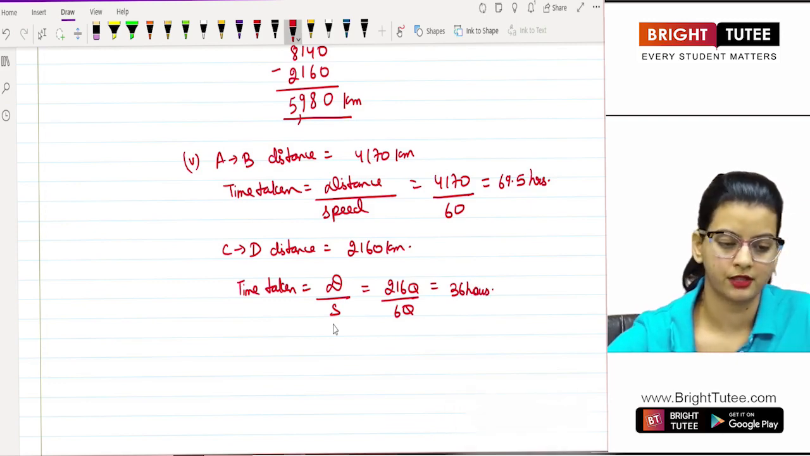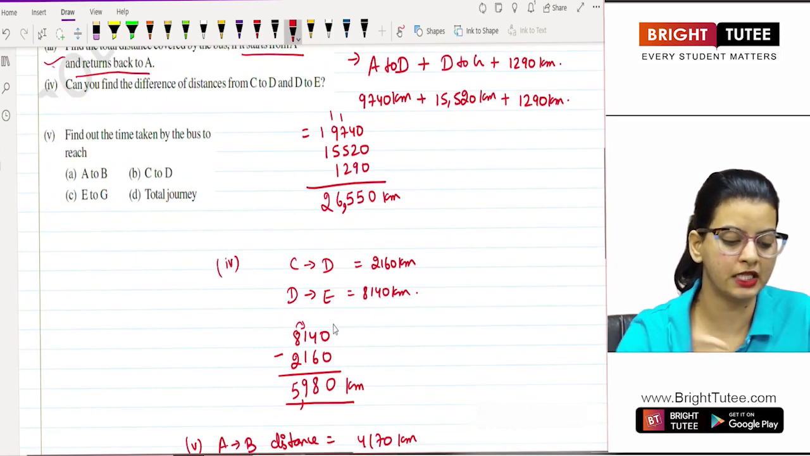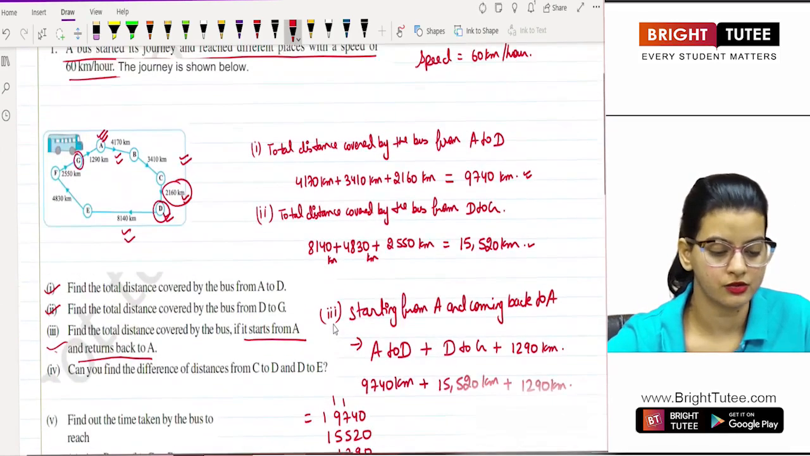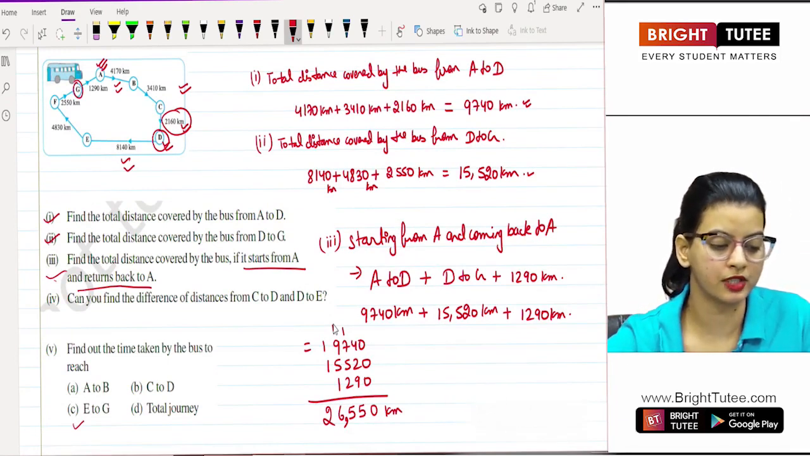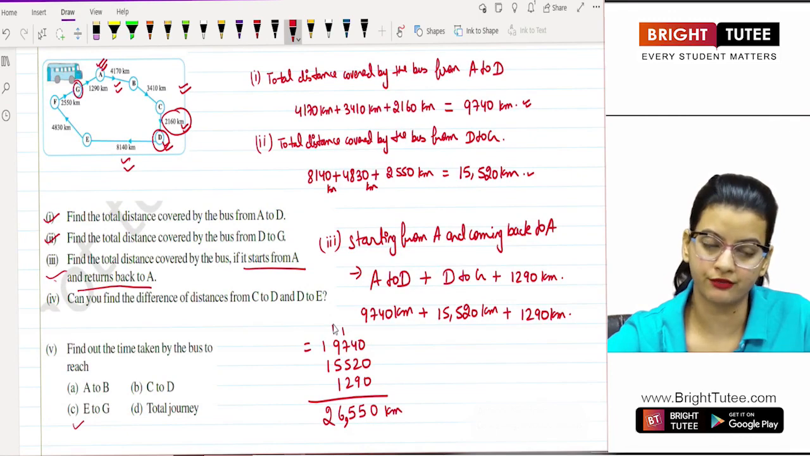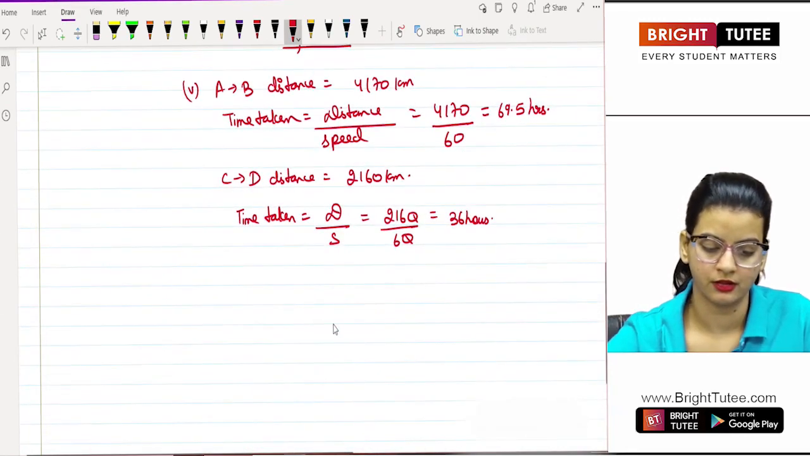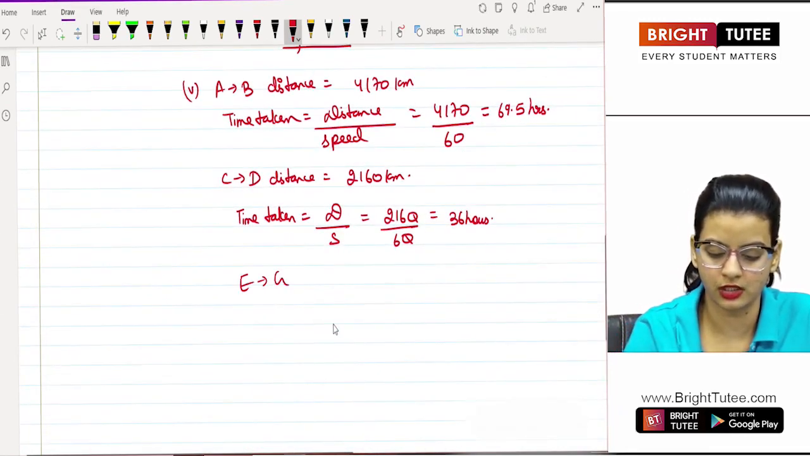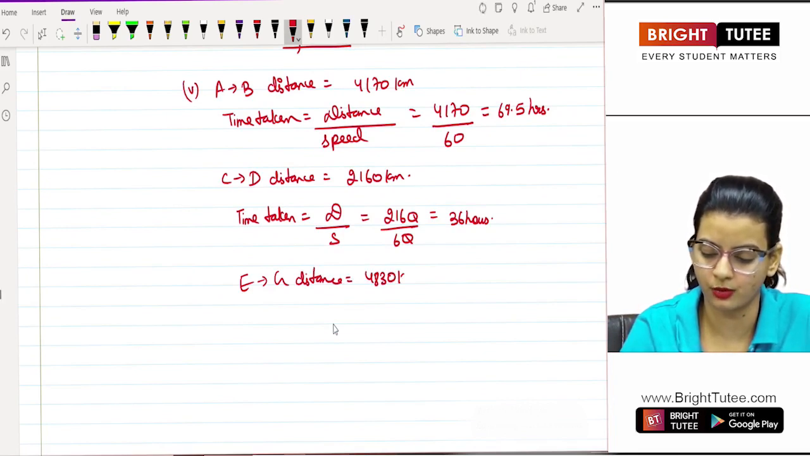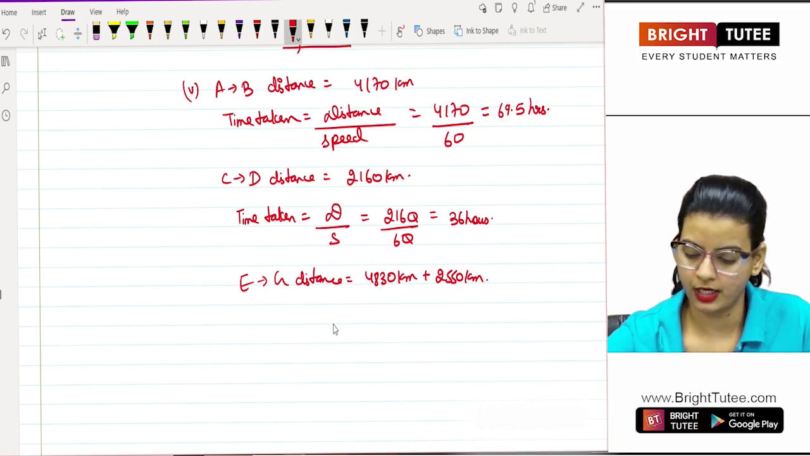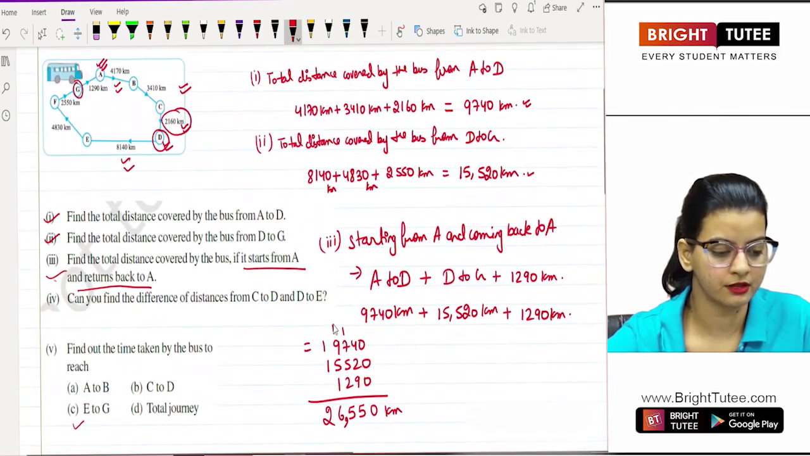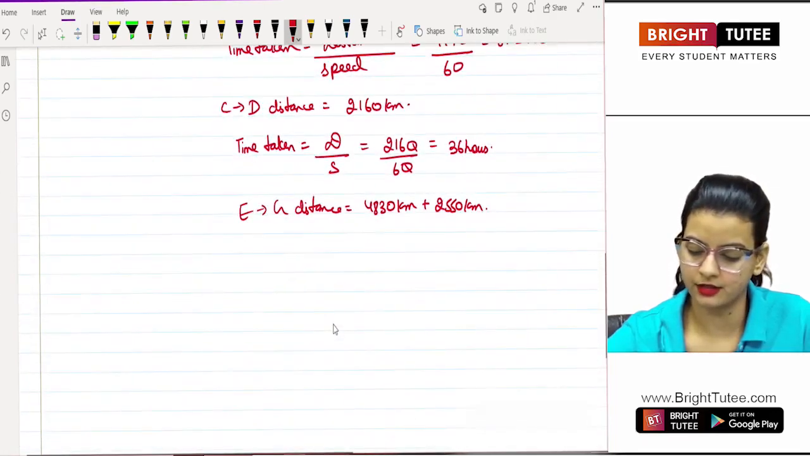Okay, right. Next we have to find the distance from E to G. E to G is 4830 plus 2550. So E to G distance is equal to 4830 kilometer plus 2550 kilometer. So let's just add this.